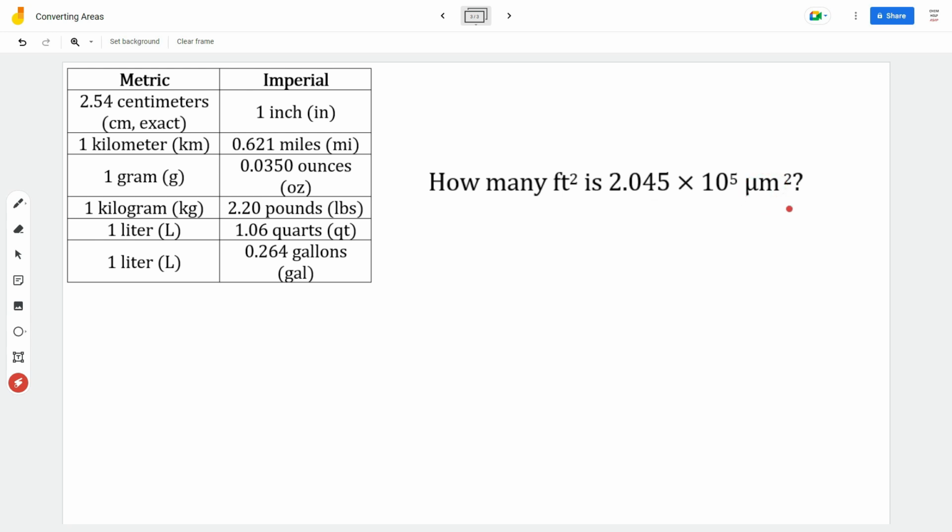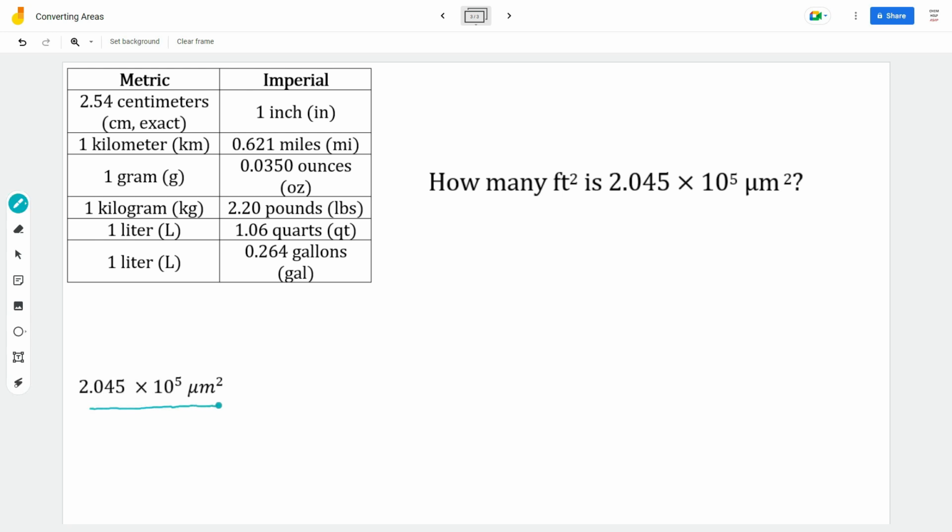This is definitely going to be a multi-step problem. You can see I've got my conversion factors right here. And again, it's looking like this top one between centimeters and inches is going to be the best fit. So my plan of action is to take micrometers squared into simply meters squared. Once I'm in meters squared, I can get to centimeters squared, which means I can use this conversion factor to get to inches squared. Once I'm in inches squared, I can then go to feet squared. This is going to be quite a few conversion factors. Let's put them together.